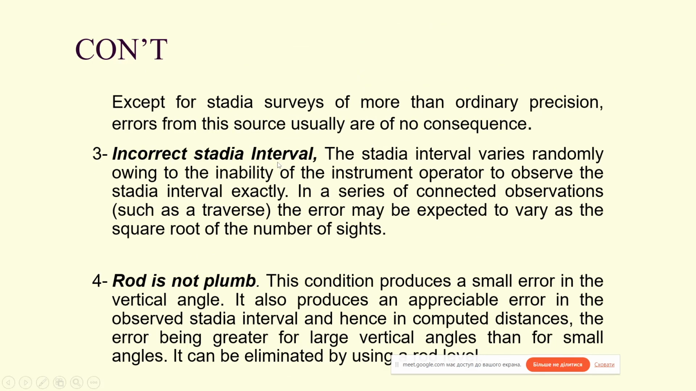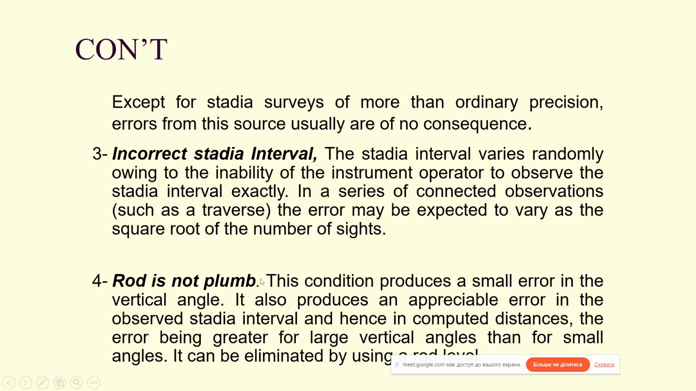Incorrect stadia interval. The stadia interval varies randomly owing to the inability of the instrument operator to observe the stadia interval exactly. In a series of connected observations, such as a traverse, the error may be expected to vary as the square root of the number of sights.